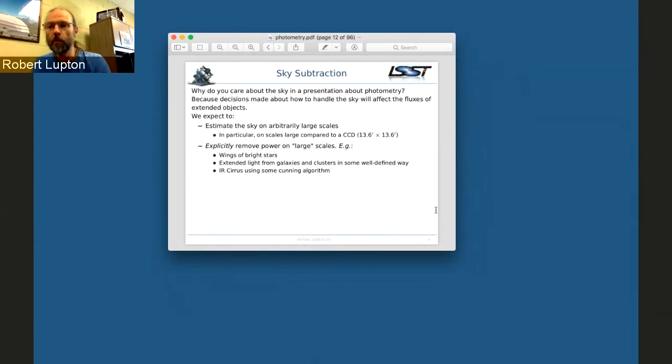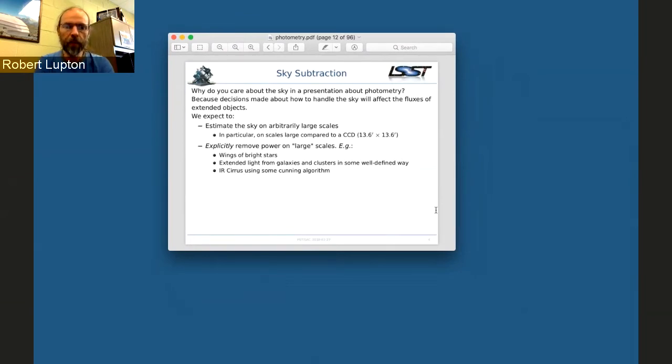People always remove power from objects on large scales. They normally do it by saying 100 pixels is big enough, I think. I'm planning to do that explicitly. Examples would be the wings of bright stars. Nobody cares about the wings of bright stars. That's unambiguously a good idea. Again, it's not totally trivial, but I think it's doable with catalogs like Gaia.